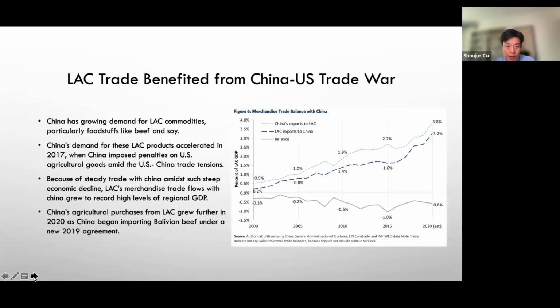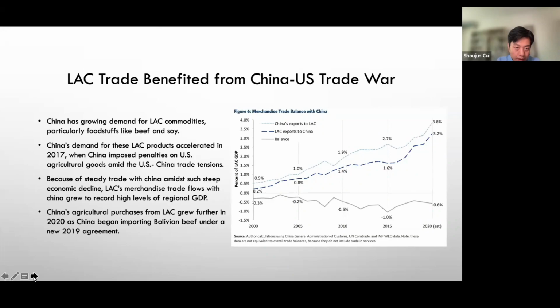And also Latin America's trade benefited from the China-US trade war, because in the Donald Trump era, Donald Trump imposed a trade war on China and increased the tariff. So China decreased the import of some agricultural commodities like soybean. So countries like Brazil or Argentina benefit from the soybean import industry.